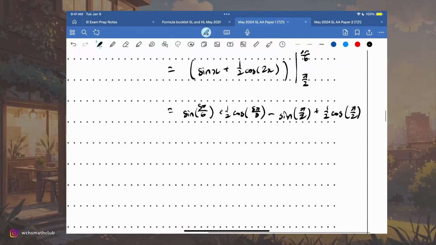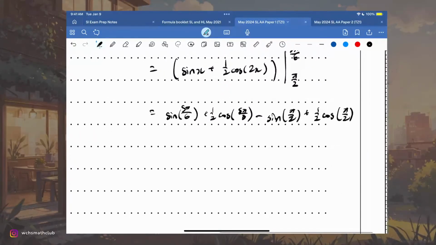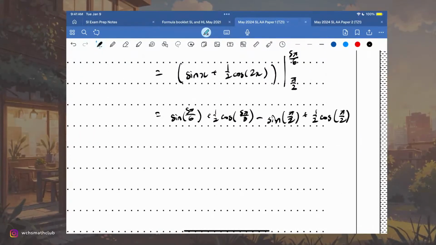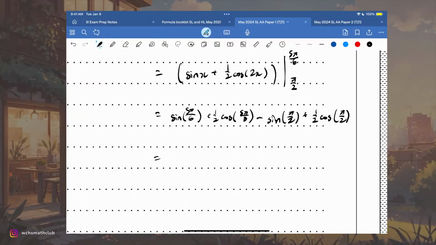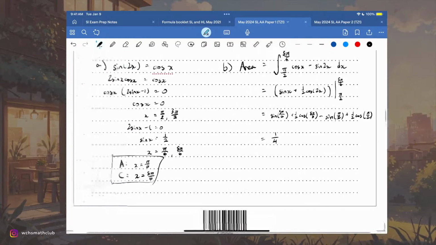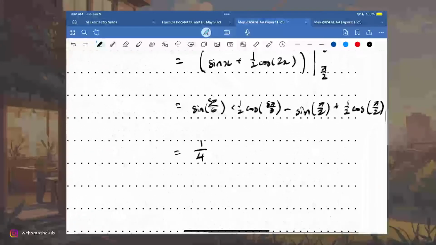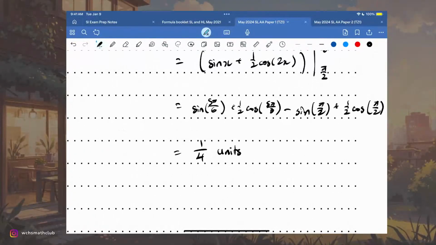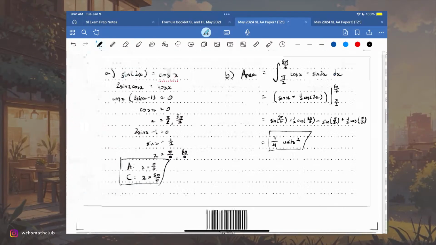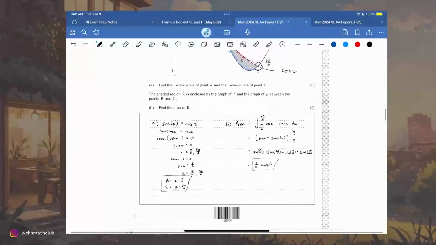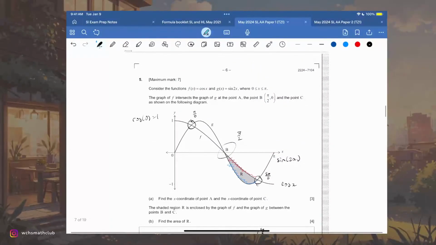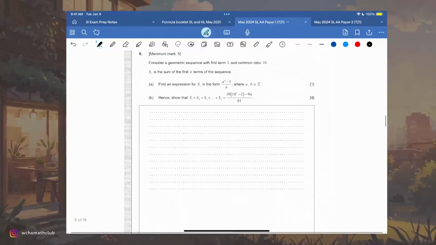And then if you simplify all of this, hopefully this is equal to 1 over 4, which should be our final answer. And of course it asks for area, so we just want to include units of units squared, just like so. Great. So this is our answer for question number 5. Now we're going to move on to question number 6.